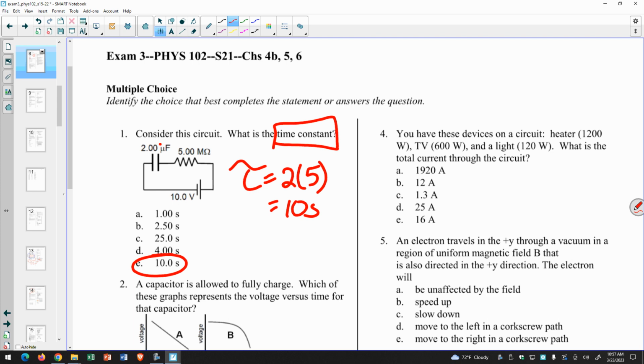Notice that the micro, which is 10 to the minus 6, and the mega, which is 10 to the positive 6, both go away. So I didn't even bother dealing with those metric prefixes. And then the other thing that I might ask is, how long does this one take to fully charge or discharge? Well, that would be 10 times tau, which would be 100 seconds.